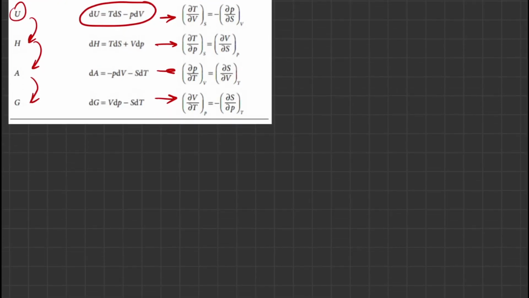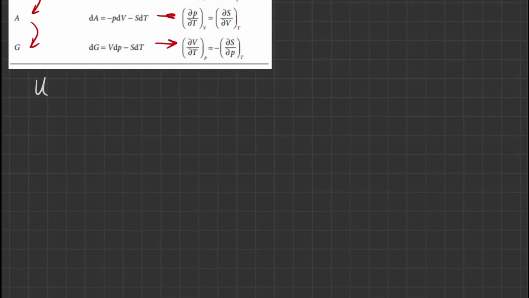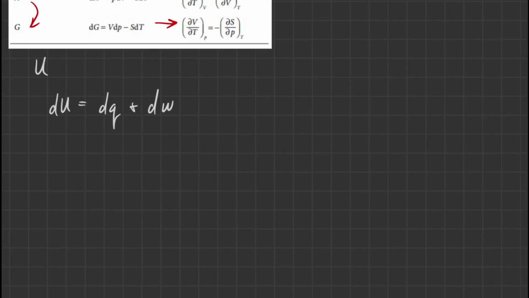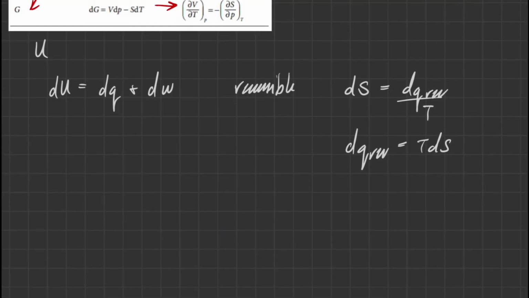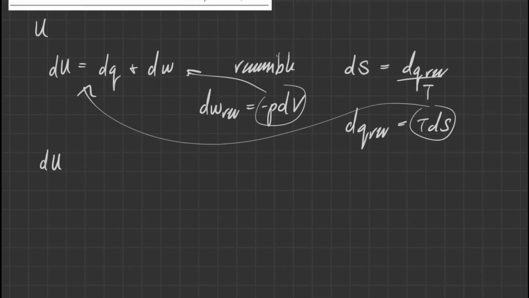So to get an expression for U, the first law of thermodynamics basically states that dU is equal to dq plus dw. So consider a reversible process. From the second law, we know that the change in entropy is equal to the reversible heat over T, where dq reversible is equal to T dS. We also know that the work done reversibly is equal to negative P dV. So we can substitute these expressions into the first law to get the fundamental equation: T dS minus P dV.